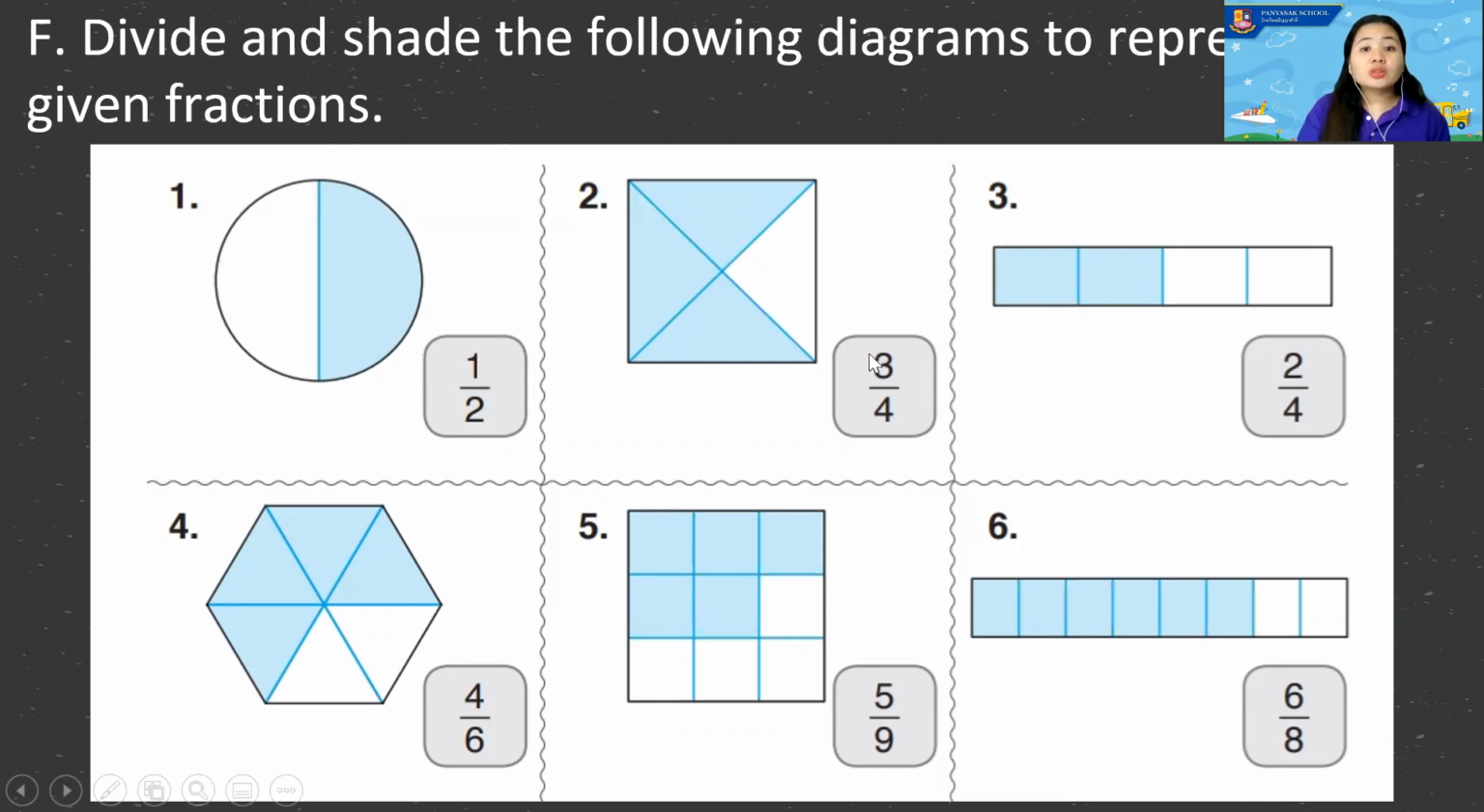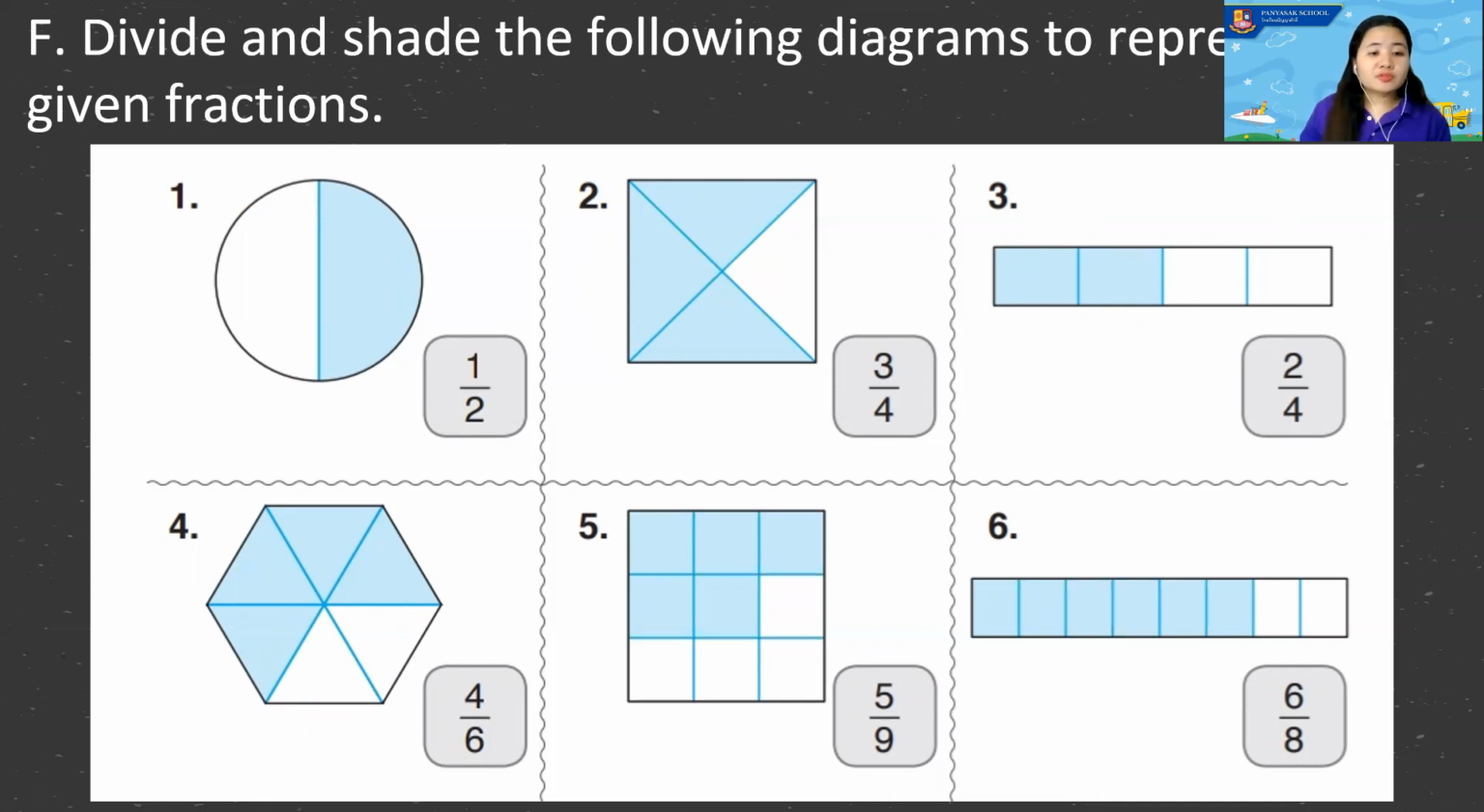But leave the other side empty because it says only 1. Okay, how about number 2? That is 3/4. So you divide this by 4. 1, 2, 3, 4. Then you color the 3. 1, 2, 3. So that is the answer. How about number 3? There is 2/4. So you have to divide into 4. 1, 2, 3, 4. Then you have to color 2. So 1, 2. That's it. Very nice. So please use a ruler, okay, so that it will be straight.